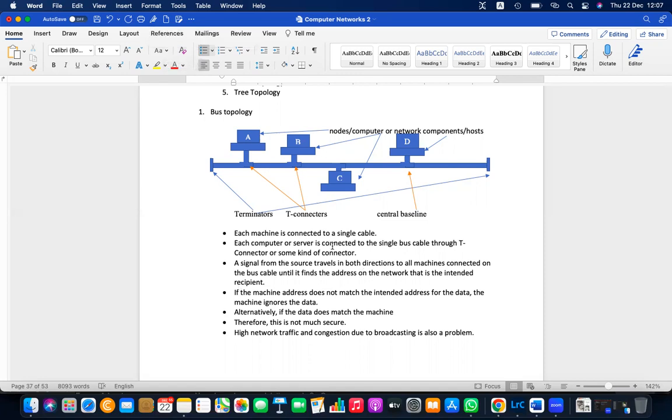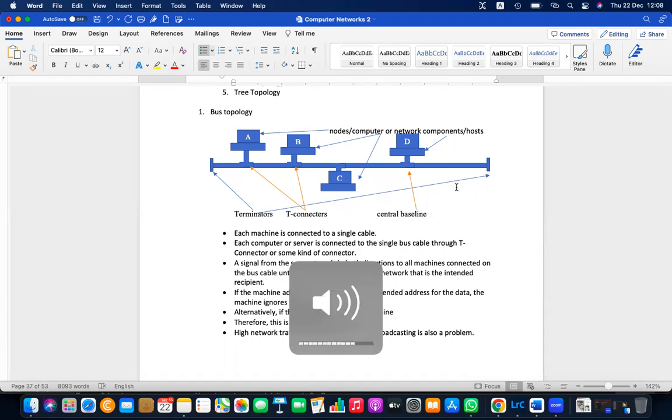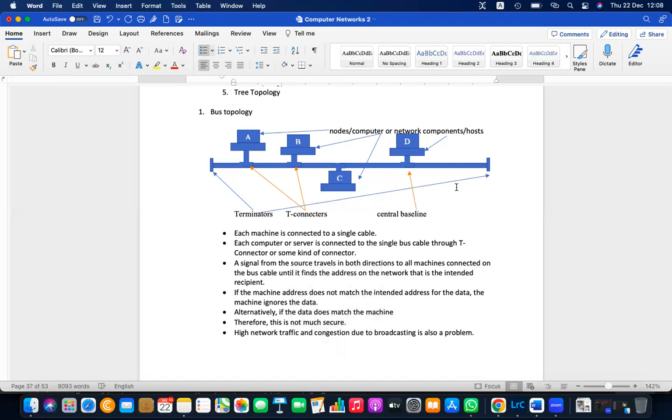In the bus topology, anyone can start communicating immediately. Let's say A wants to send a message to B, A can start. C wants to send a message to D, C can start. D wants to send to B, D can start. That means multiple access is possible. Many parties can send data at the same time. So that is called multiple access.